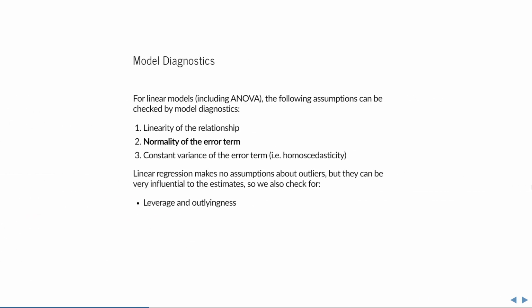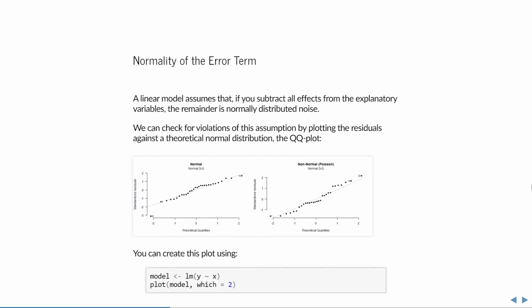Next, we're going to talk about normality of the error term. You can check this using a QQ plot. So a linear model assumes that if you subtract all the effects of the explanatory variables, then what remains must be normally distributed noise. Now, what this plot shows is a theoretical normal distribution on one axis plotted against the standardized residuals on the other axis.